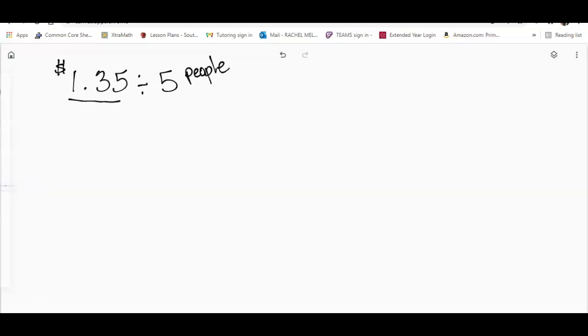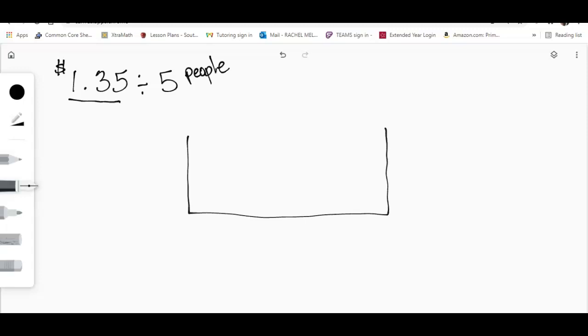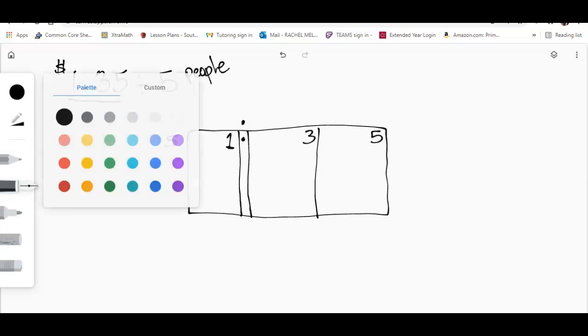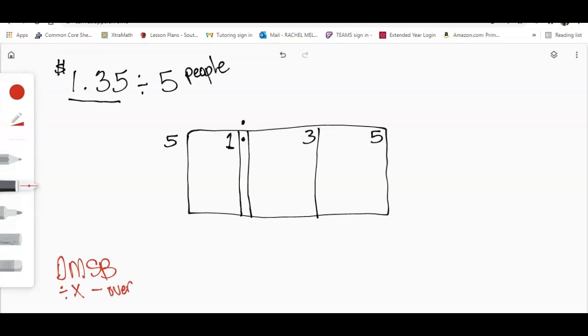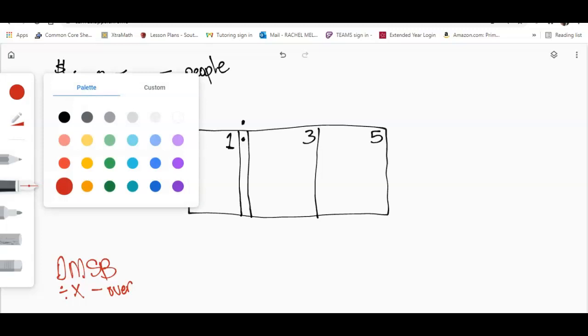So again, I have 3 digits plus a decimal. So really, I'm going to have a 4-column box. But one of the columns is really tiny for our decimal. So I have my $1 decimal, my 30 cents, and my 5 cents. And I'm going to divide that by 5 people. And again, if you need to think of it as DMSB, daddy, mama, sister, brother, that's division, multiplication, subtraction, and bring over.